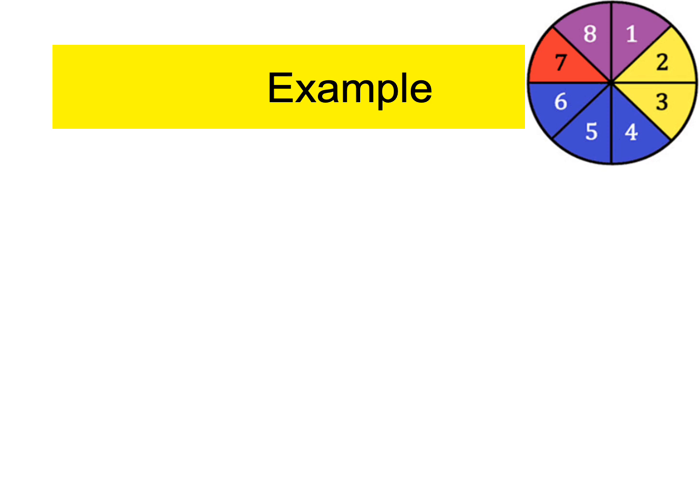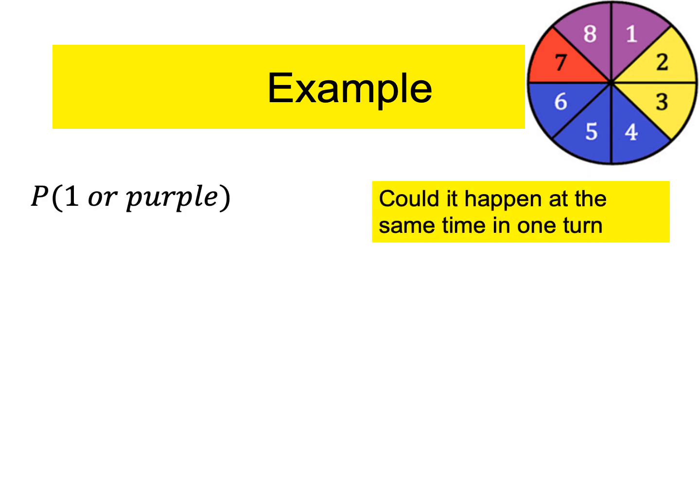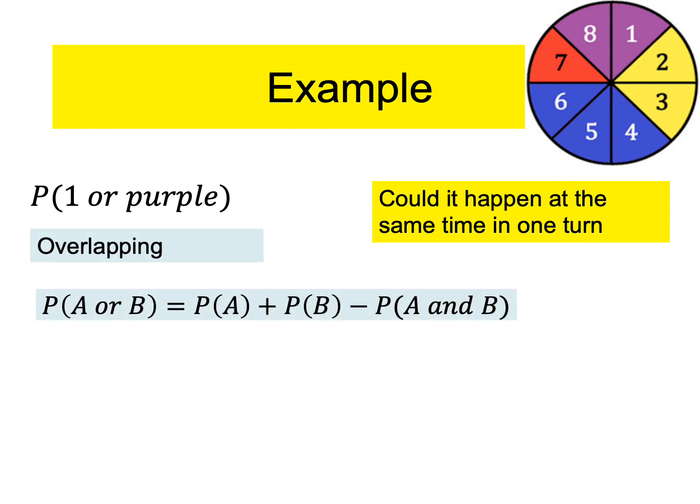All right. Let's look at an overlapping event. Remember, these would be events that can happen at the same time. This one says the probability of 1 or purple. Well, if you get a 1, you are also purple. So in one turn, you could meet both of those requirements, to be purple or to be a 1. So this is an overlapping event, not a mutually exclusive. This is the formula that has both the or and the and in it.